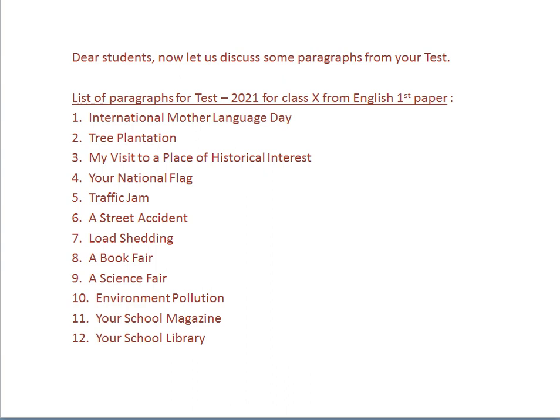Then comes a book fair. A book fair is a fair where books of different kinds are displayed for selling. A book fair is an annual phenomenon in our country in the premises of Bangla Academy. Then show different aspects of a book fair. You may add some other lines, and last of all you can say a book fair creates a great fascination for books, giving us the impression that books are ever living and everlasting.